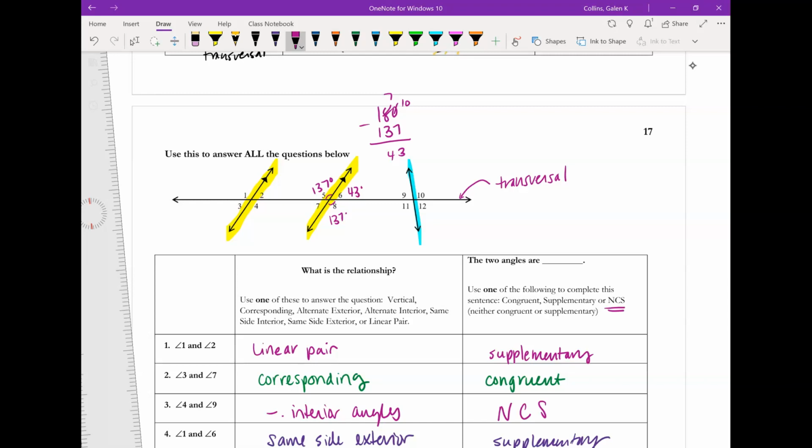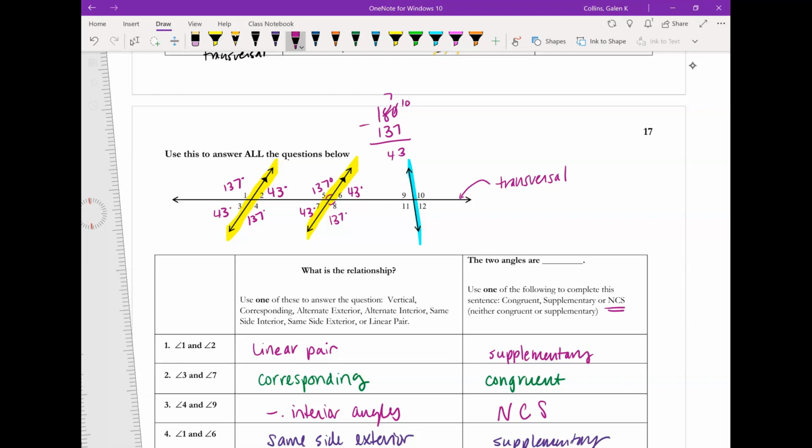All right, so 6 is 43 degrees. 6 and 7 are vertical angles, so that's also 43. So now I know that on the yellow line my corresponding angles are congruent. So if angle 5 is 137, angle 1 is a corresponding angle, so that's 137. Or I know that my alternate interior angles are congruent. So if 5 is 137, so must be angle 4. And then if 7 is 43, so must be angle 2, because they're alternate interiors. And then lastly, I know that this is also 43.